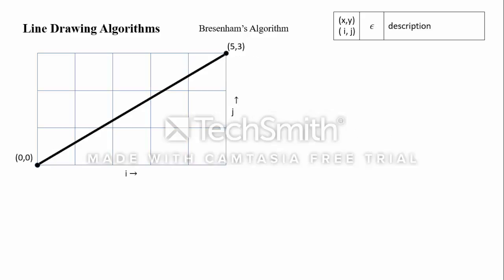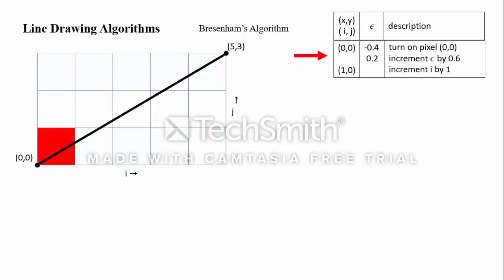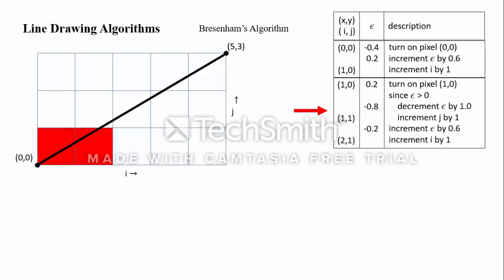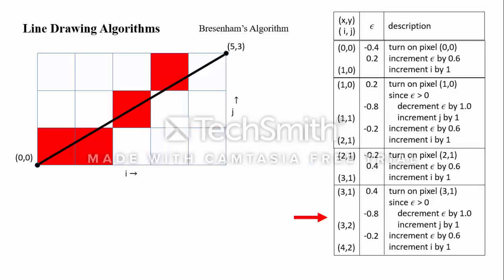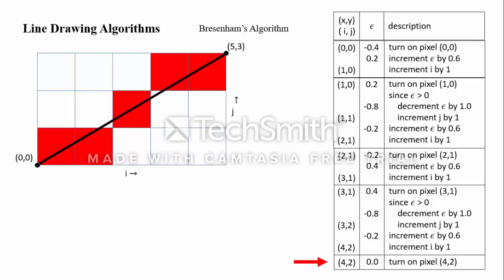Here is an example using Bresenham's algorithm. We want to draw a line from 0, 0 to 5, 3. We start by turning on the pixel in position 0, 0. Then the algorithm tells us to turn on pixel 1, 0. Next, the algorithm tells us to turn on pixel 2, 1. After which, we turn on pixel 3, 1. And finally, we turn on pixel 4, 2.